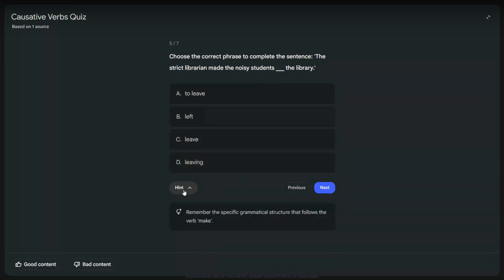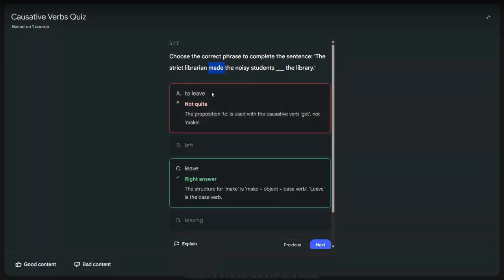Okay. Let's see the hint again for the other members. Remember to specify the grammatical structure that follows the verb make. If everyone remembers, in the make case we mentioned that to is required, and in everything else, to was not needed. Here, made is the other form of make, so do not get confused by it. It is just another form of make. So we will use to.